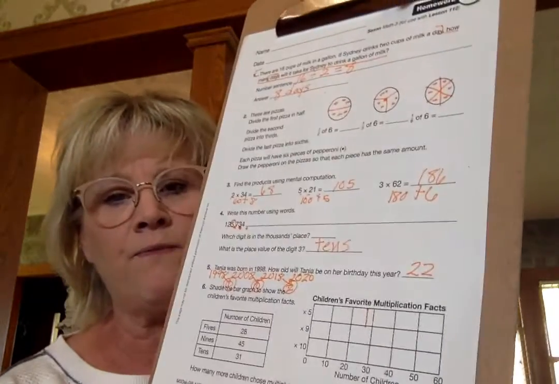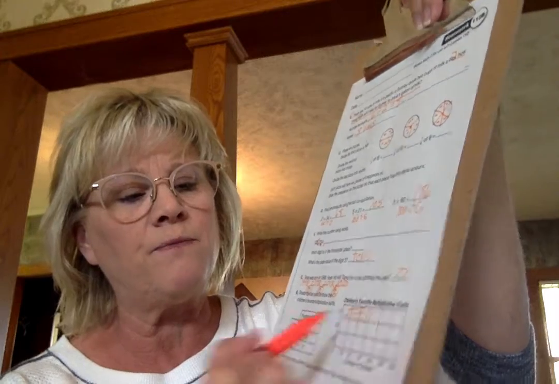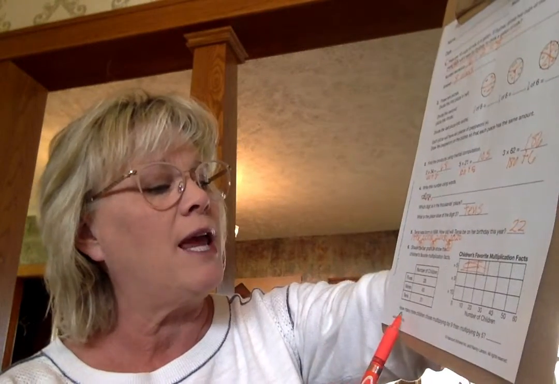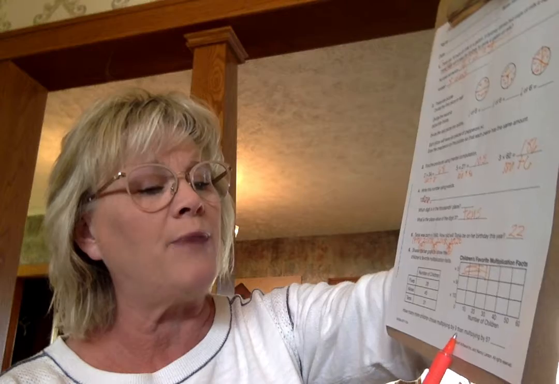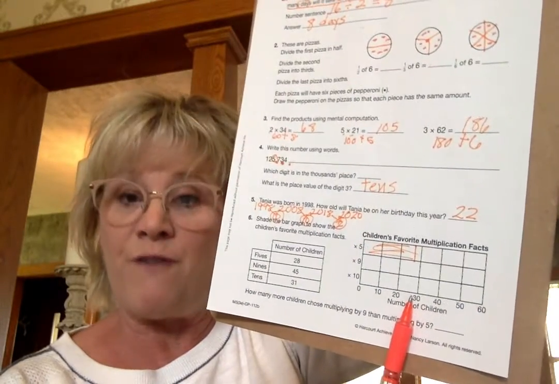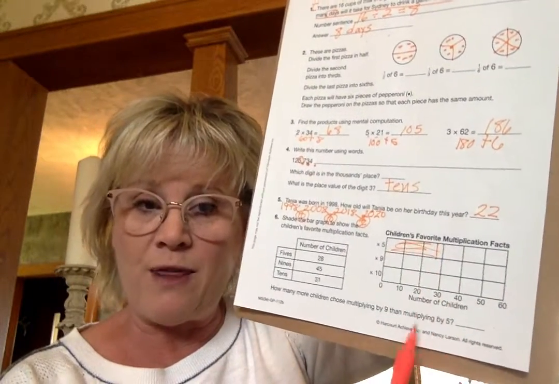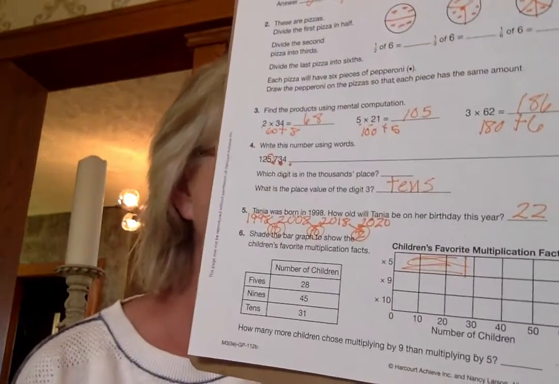And the last one, shade the bar graph to show the children's favorite multiplication fact. So 5s was 28. So you're going to come over here, draw the line, and then shade this in. And then do the other 2. Don't forget the very last question. How many more children chose multiplying by 9 than multiplying by 5? So you'll have to subtract those 2 and write your answer here. Send me a picture when you're done.